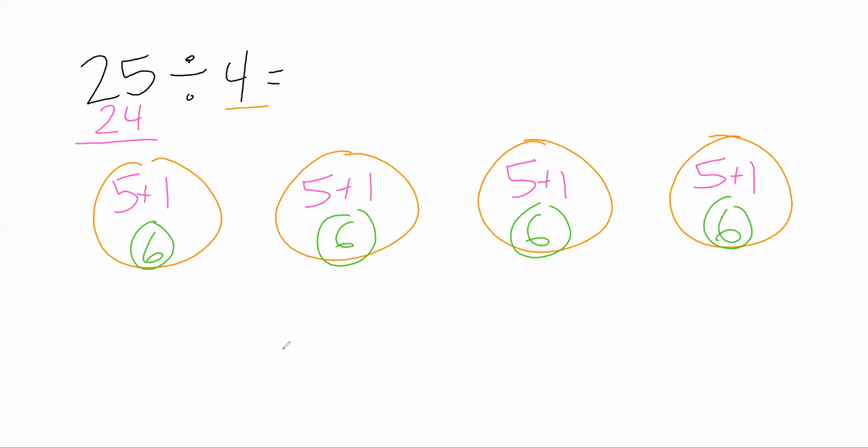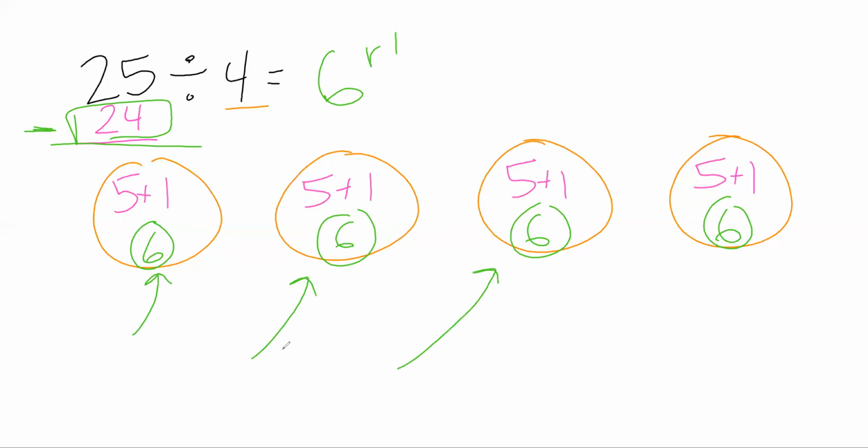So there's 6 in each group, right? But we only got to 24. So what's left over is 1. And we can even look at that if we subtracted this, what's left over is the 1. So we have 6 with a remainder of 1, right? Because we can put 6 into each group to make it equal, but that didn't get us to 25. It got us to 24. So we have 1 left over.